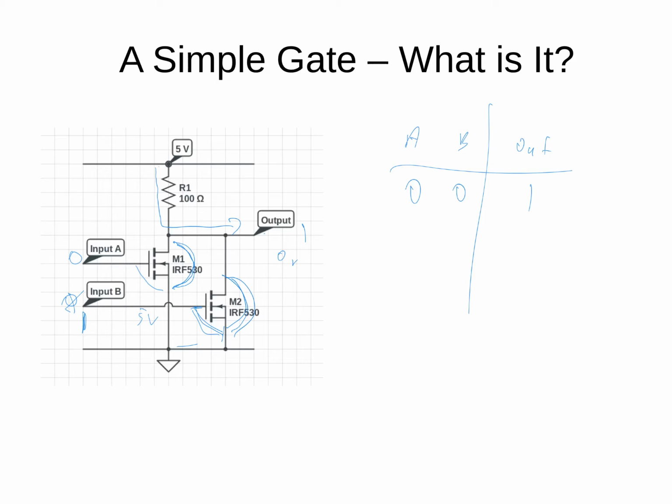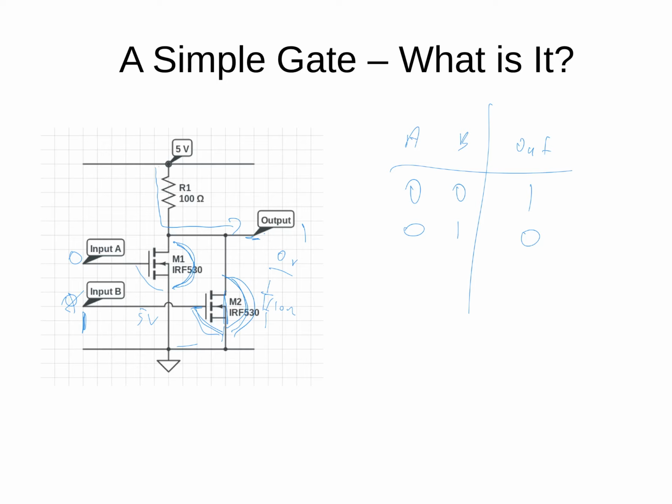to 0 volts. Technically, we have a voltage divider here, and the resistance here when this FET is on is very small. I don't know, let's say 10 ohms. And so 100 ohms versus 10 ohms, we see that the voltage here won't be exactly 0, but it will be very close to 0, and that's good enough to say that if A is 0, B is 1, then my output is 0.